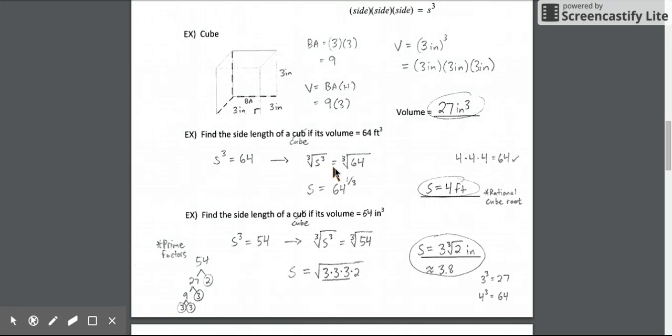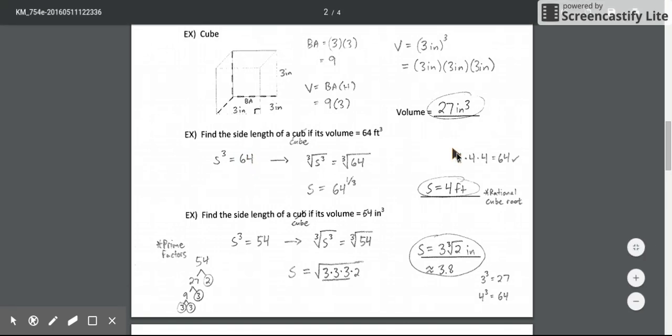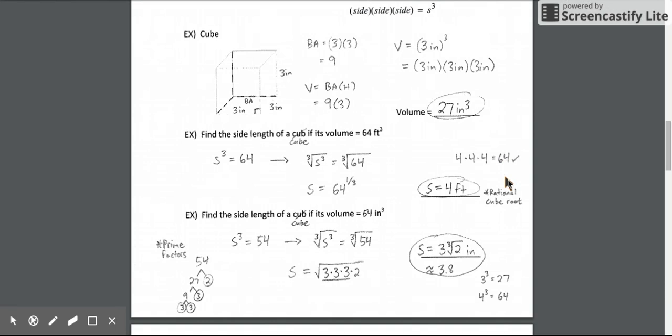So a cube root is saying what number times itself 3 times is this volume. Well, 4 times 4 times 4 is 64. So this is what's known as a rational cube root. It's a nice whole number.